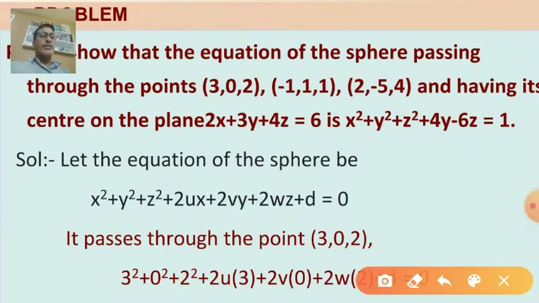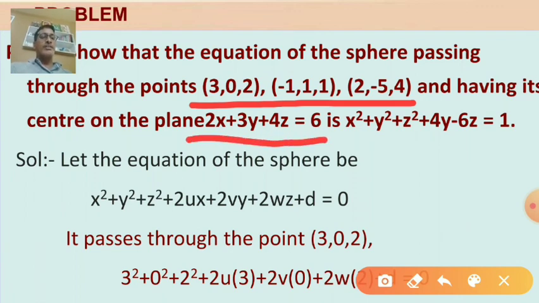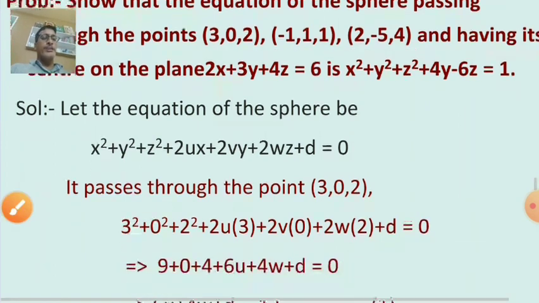So by substituting these 3 points in the equation of the sphere, we get 3 equations. And by taking that the center is on the plane 2x plus 3y plus 4z is equal to 6, we get another equation. Thus we will get 4 different equations in terms of u, v, w, d. And u, v, w, d are 4 parameters and 4 different equations are there in our hand in this case. Therefore, by solving these 4 equations, we will find the values of the parameters u, v, w and d, and substituting these values in the standard form, we will get the equation of the sphere.